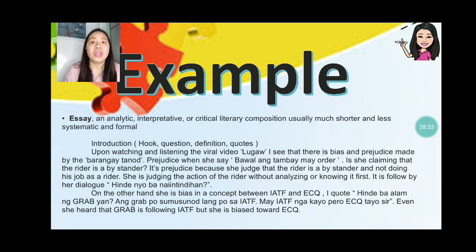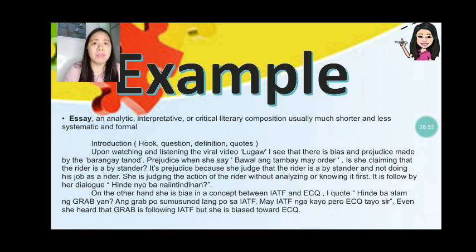So, an essay must start with the introduction. You need to put a hook sentence or hook phrases. It could be in a question form. You can also use a definition. You can define the important words that you will tackle in your essay. You can also put a quote which you believe is associated with the video or the essay that you are going to make. Okay?